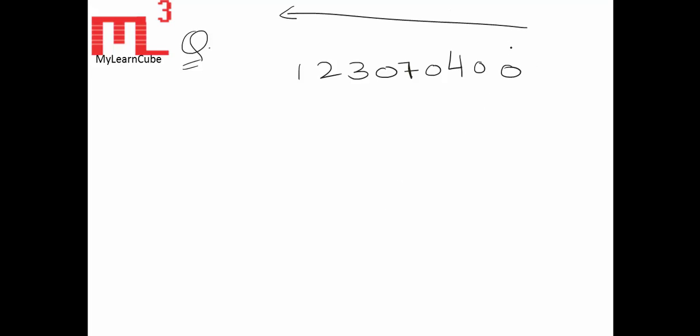Take one example. Sorry, take 47310. This is your question. My trick says move from right to left. Keep all 0s as they are. For the first non-zero element, subtract it from R. R means the base, suppose 10.